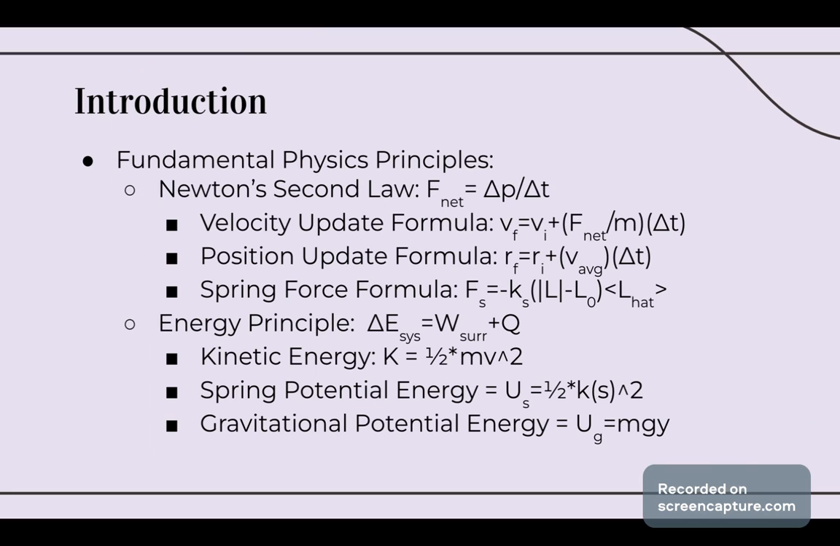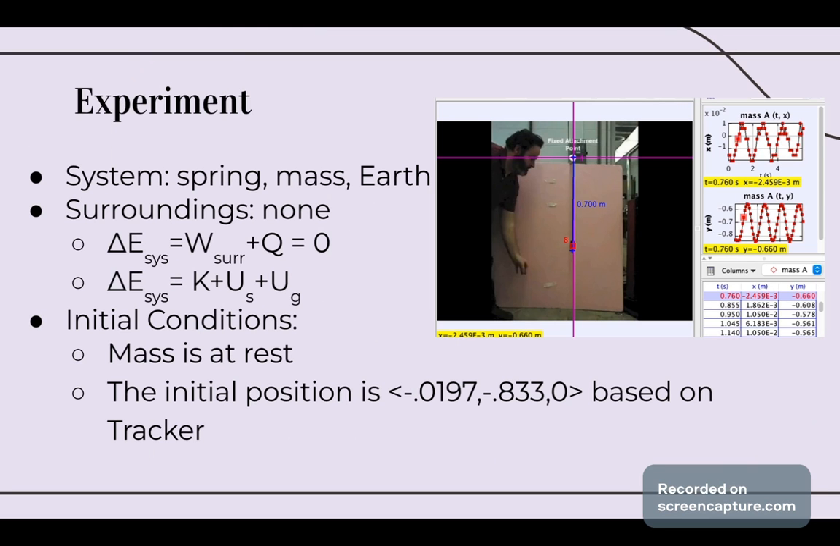The other fundamental physical principle is the energy principle, which states that the change in the total energy of a system is equal to the work done on or by the system plus the change in the heat of the system. This principle relates to kinetic energy, spring potential energy, and gravitational potential energy that are seen on the screen as well. In the experiment, the system is the spring, the weight, and the earth. The surroundings consist of nothing. Because of this, the total change in the energy of the system is zero, so it just equals itself, which can be calculated as the kinetic energy plus the spring potential energy plus the gravitational potential energy.